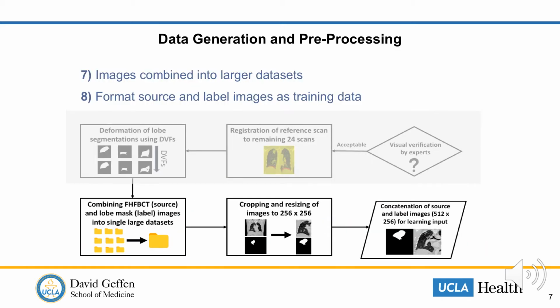Images were then combined into larger datasets containing all CT scans, which served as source images, and all lobe masks, which served as label images in the machine learning model. Finally, in order to properly format training data for the machine learning algorithm structure, source and label images were cropped and resized in a consistent manner and concatenated.